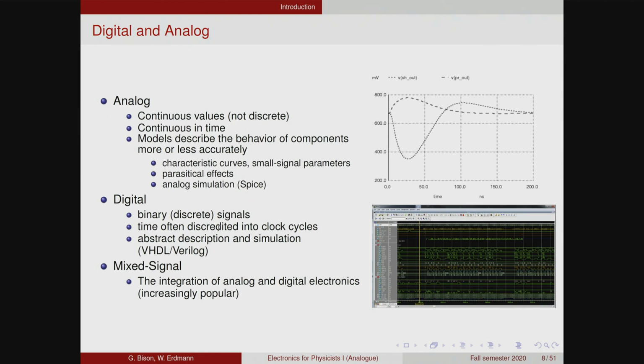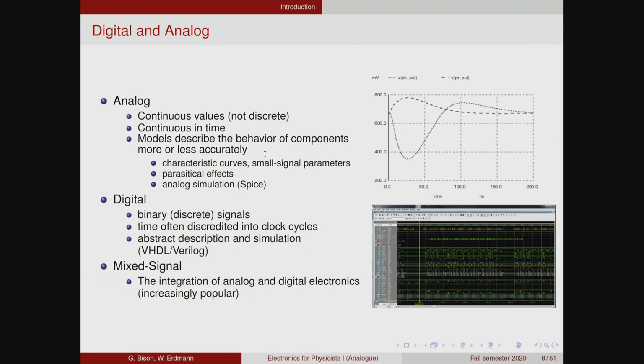So nowadays, if you think about electronics, most contact that you have with electronics is digital. And I'd like to define what we define as the difference between analog and digital electronics. Analog electronics have continuous values. It's not discrete. They're continuous in time.